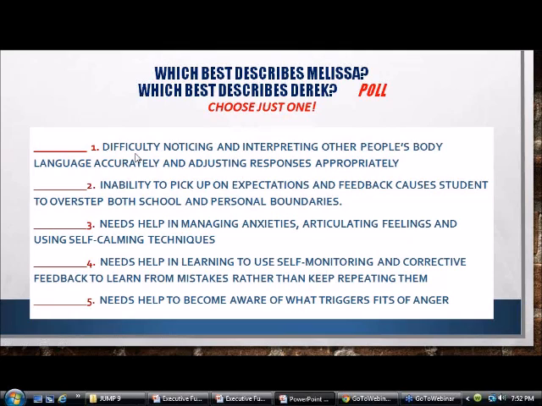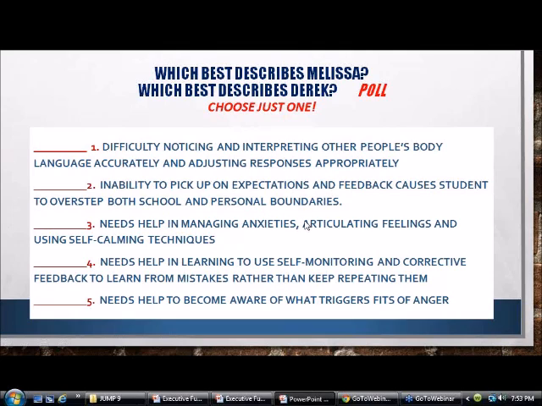And actually, if we go back and look at number 1, we didn't rate that as the biggest thing, but actually both of them have some trouble with that, noticing and interpreting other people's body language and adjusting responses. So many of these things that we just looked at are some things that we could work on in therapy, especially the body language and being able to talk about their feelings using self-calming techniques. So you all did great.